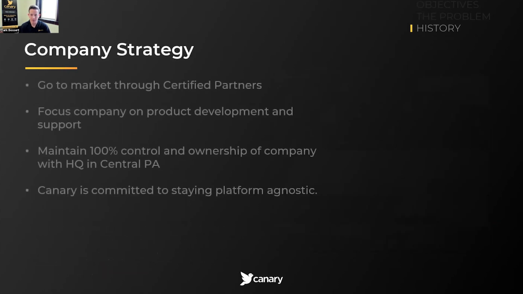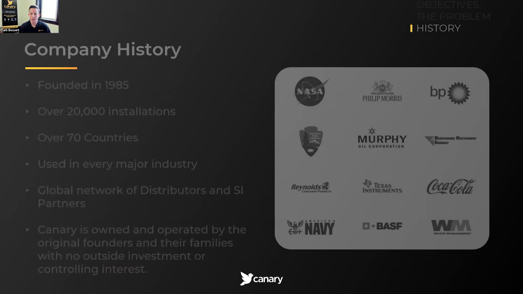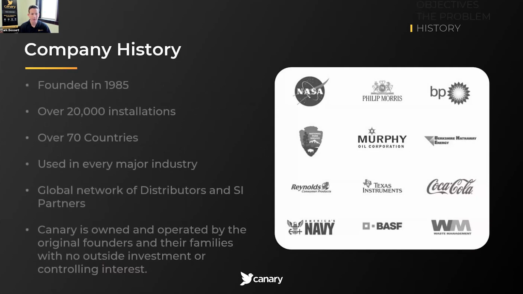Sorry, I'll just jump back on this slide. I'm also going to talk about some of our larger enterprise installations. As you can see here, the Canary system is trusted by critical infrastructure all around the world. It's used by NASA, Philip Morris, BP, the Park Service, Murphy Oil. It's also used by the United States Navy.